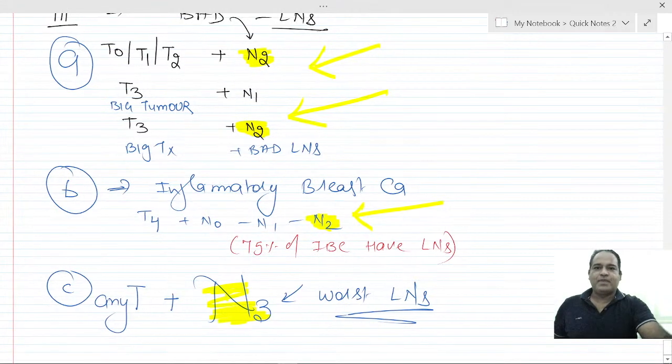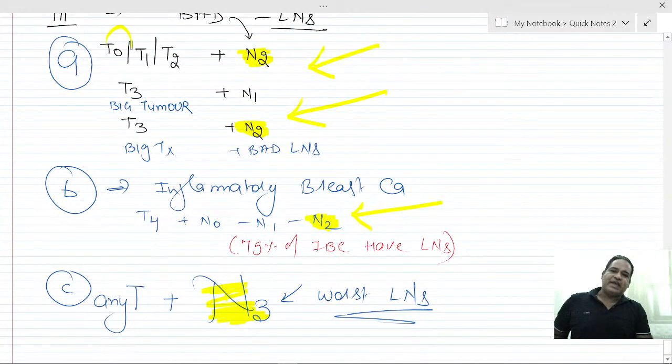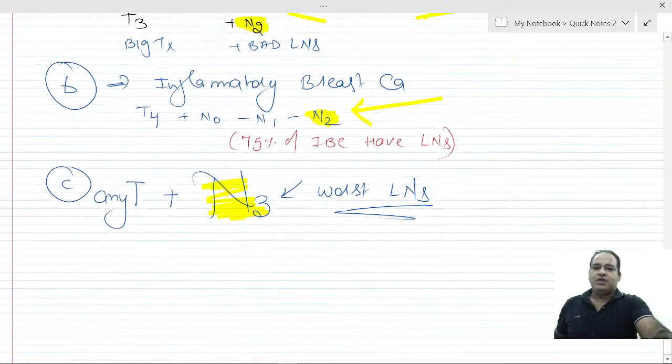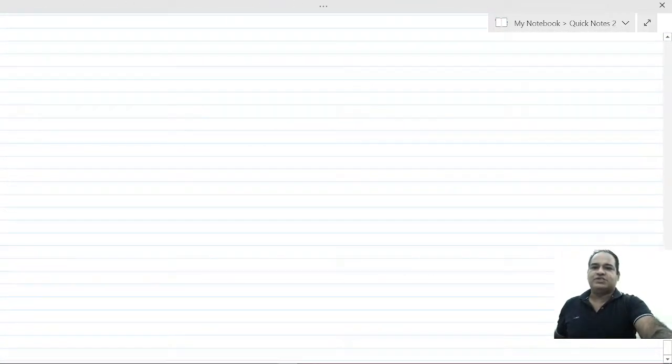While T staging can be there, see, this stage 3 has got T1, T2, and T3. Fine. Everything is there. Even T4 also. T staging is there everywhere. Only N staging you have to differ.